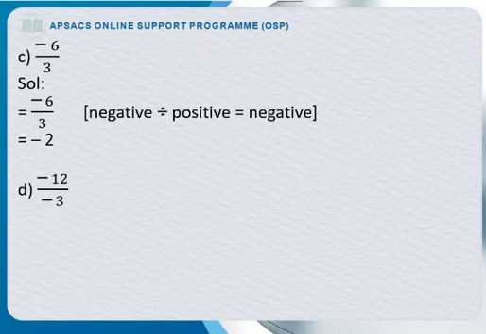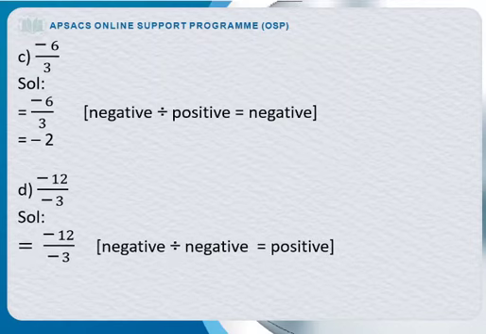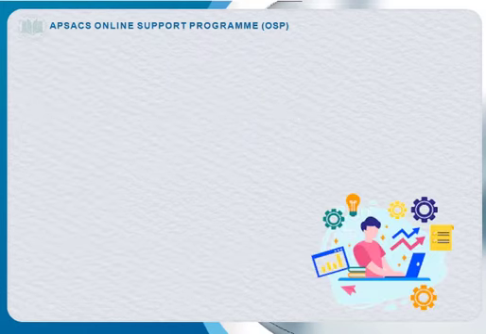Now, here comes part D. Minus 12 out of minus 3. It means minus 12 divided by minus 3. First, you will put the heading of solution. Then, if you notice, the first number is negative and the second number is negative. It means the numerator is negative and the denominator is also negative. Whenever two negative numbers are divided, it will give us a positive number as our answer. So, it means when we divide 12 by 3, we'll get 4 and the answer will be positive 4.